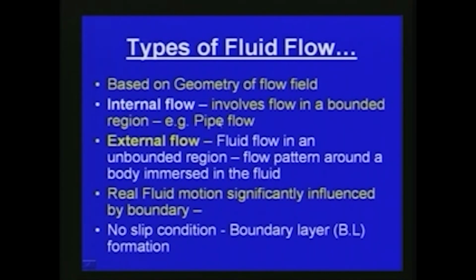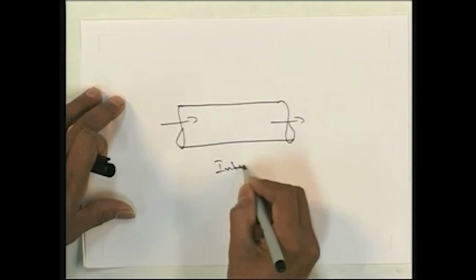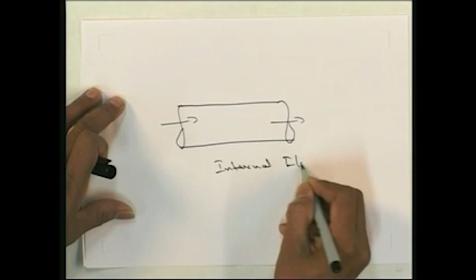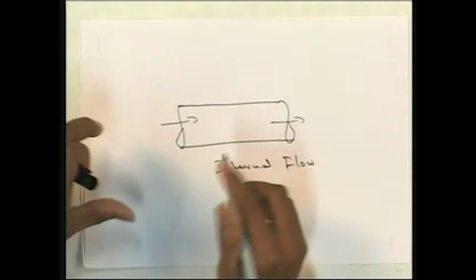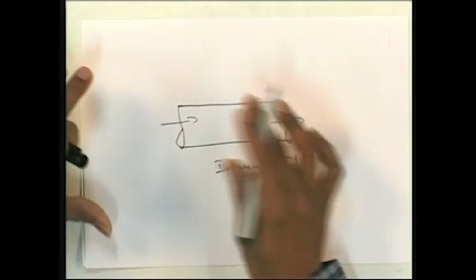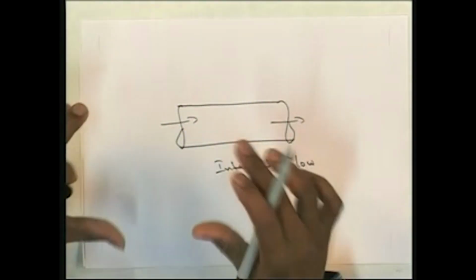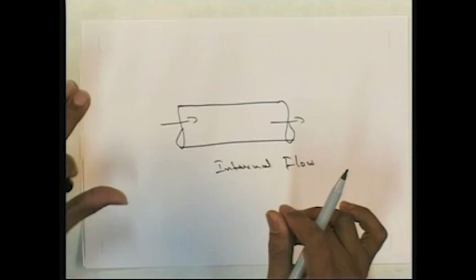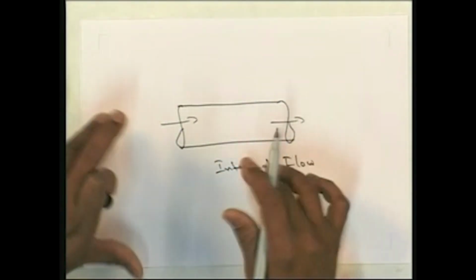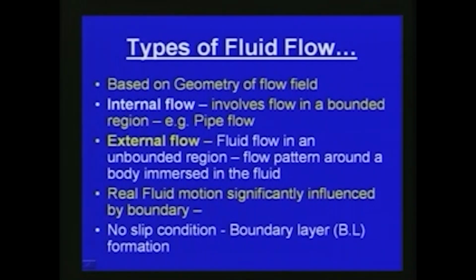Just like in a pipe flow. Here you can see there is a pipe flow, and the flow is taking place in this way. Now the flow in the pipe is internal flow. The reason is that the flow is confined within the boundary of the pipe. That is why we say that it is internal flow. The approach with which we will analyze this kind of flow will be different from the so-called external flow. The pipe flow is an example of internal flow.